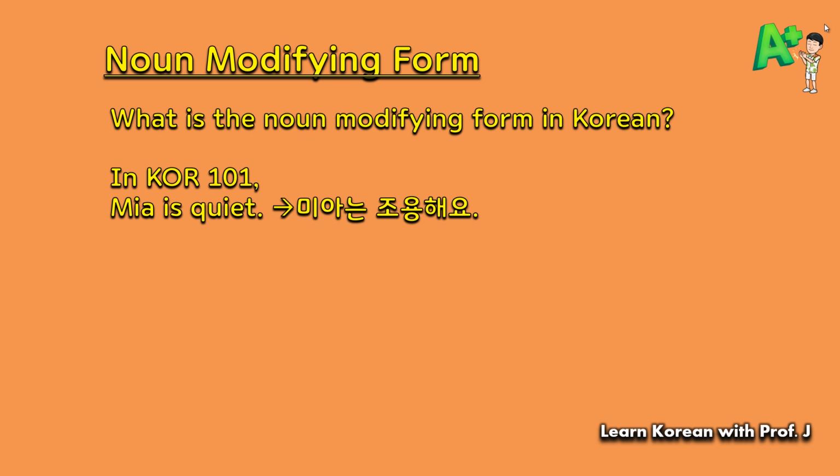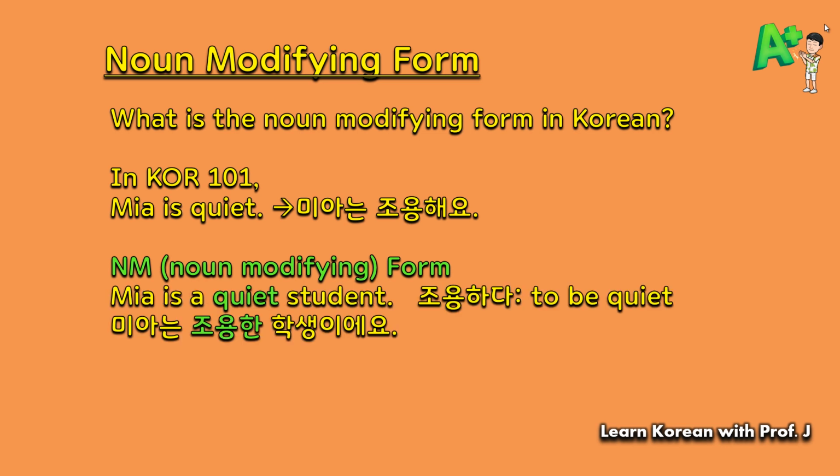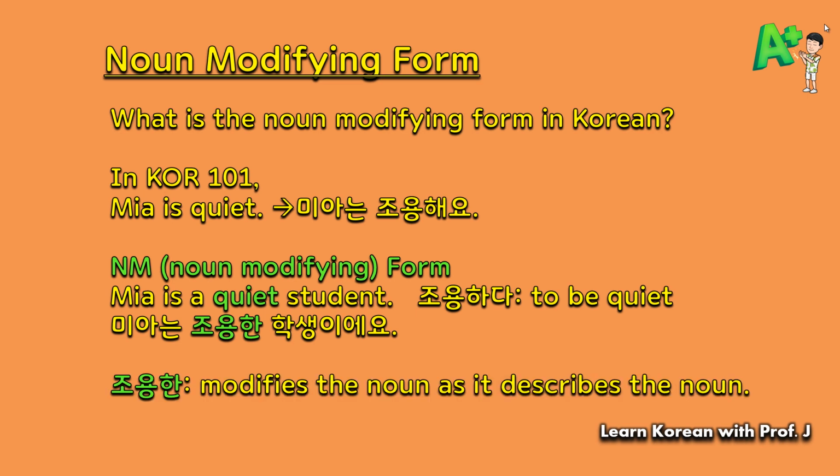In Korean 101, we learn simple sentences such as 미아는 조용해요. Mia is quiet. If the sentence contains the noun modifying form, it will be something like this. Mia is a quiet student. 미아는 조용한 학생이에요. Modifier 조용한, it modifies the noun as it describes the noun. In other words, modifiers provide additional information about the noun.